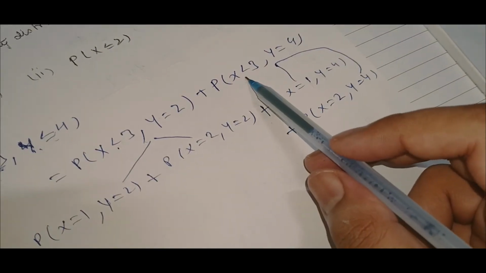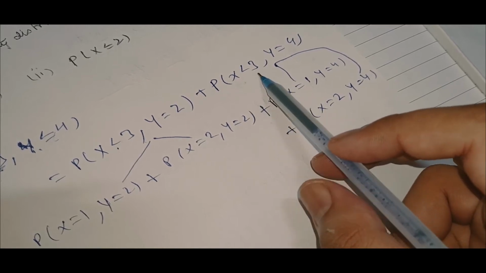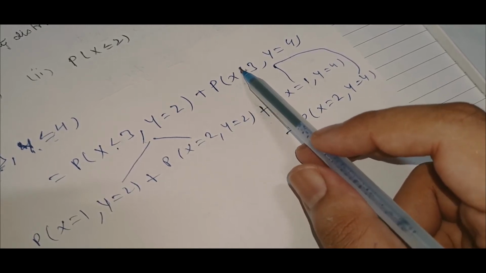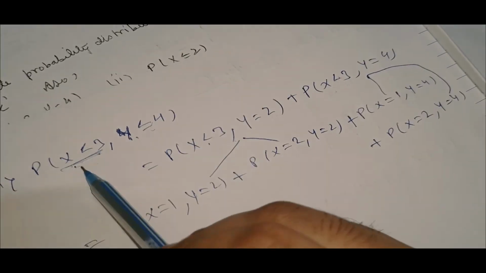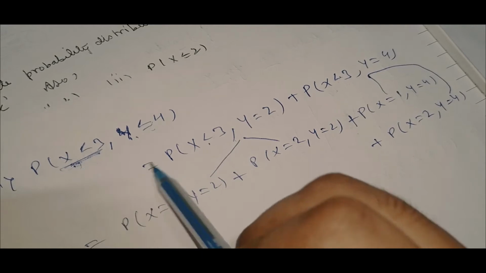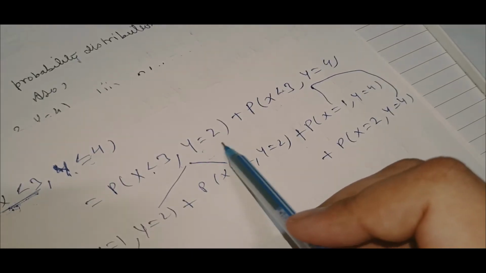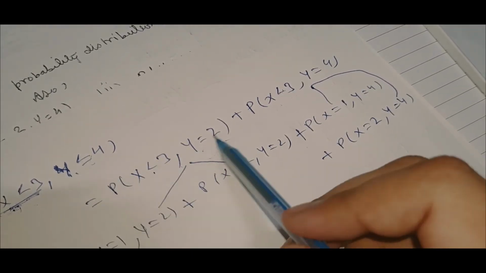Because x varies from 1 to 2, for every x less than 3 there are only two values, that is 1 and 2. So first we fix x, one variable. You fix one variable and change the other variable, writing the other possible values. For y it can be 2 and 4.